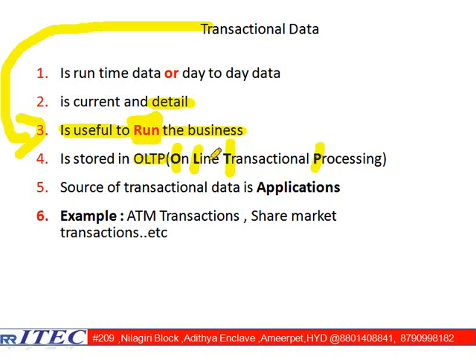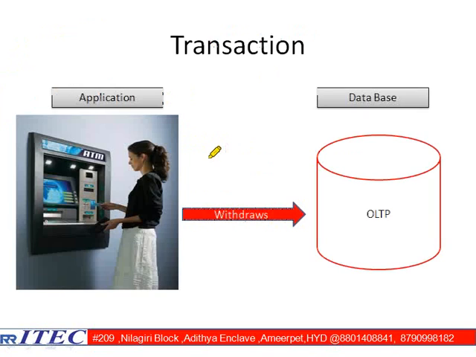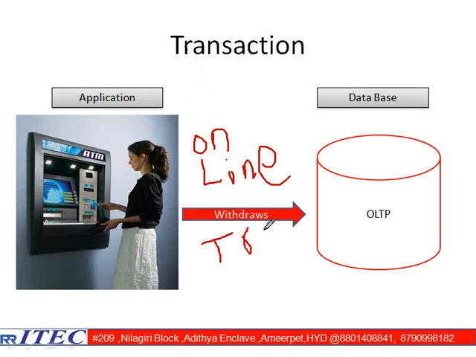Why is this database called OLTP, and how did this name come about? If you look at this diagram, whatever she is doing here, is it an online activity or an offline activity? It is an online activity only. And whatever she is doing, the withdrawal, can I call it a transaction? Yes, you can call it a transaction.